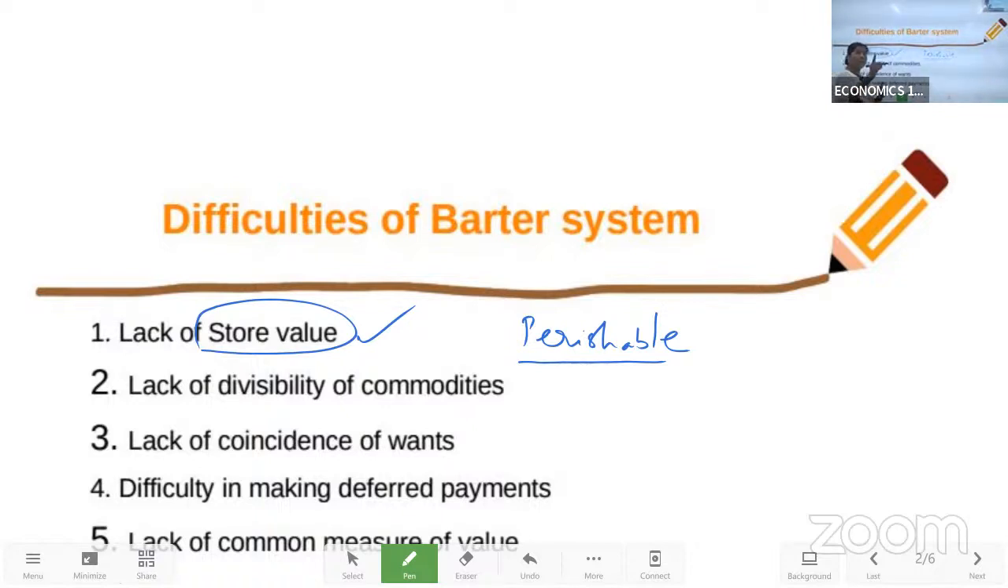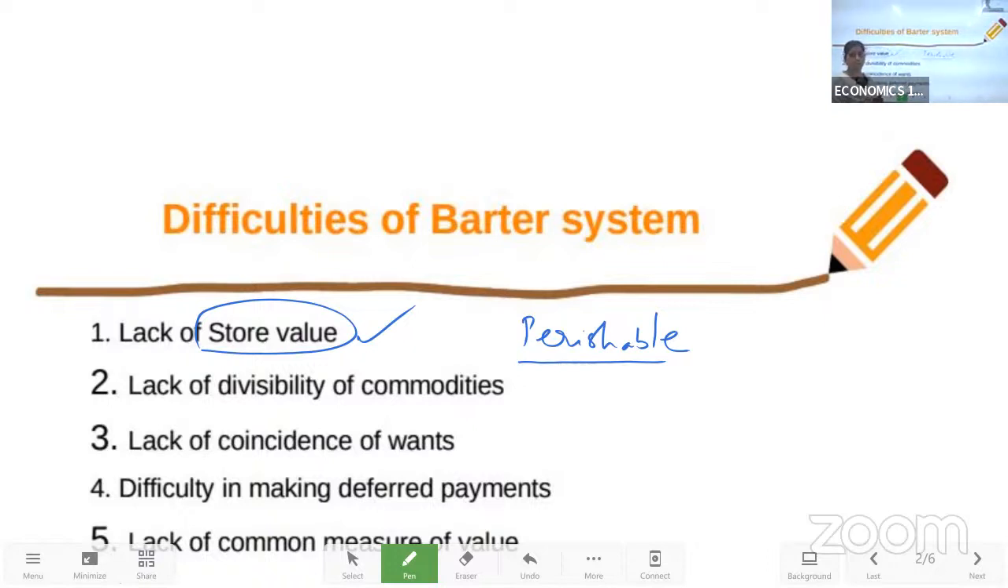Before it perishes, the goods must be used. If it is not used, what will happen? The goods will spoil. You can't use those goods. If the goods are spoiled, there is no use of producing the product, and you won't have a chance to exchange your good for another good. So the goods which are perishable cannot be stored.